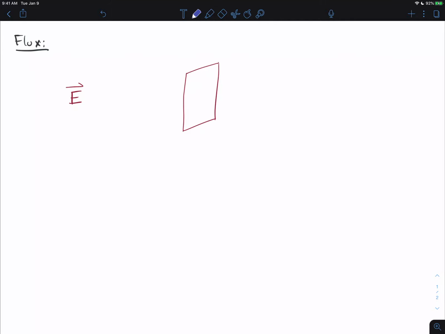Okay guys, in this video what I want to do is quickly run through the idea of flux, specifically electrical flux. So we're going to start out with this idea that field, when we draw these field lines, you guys have seen this through your electric fields already. These are like arrows, they can pass through things, right?